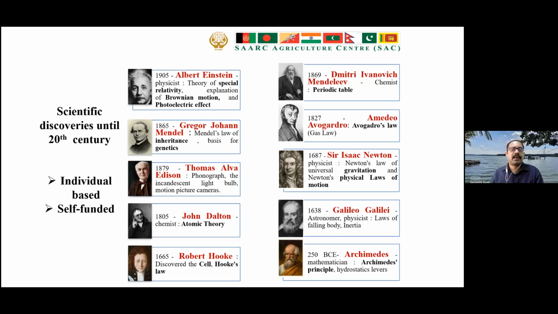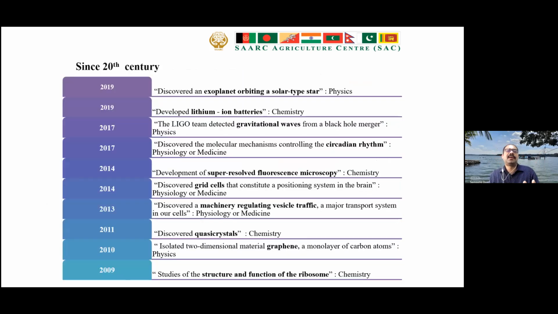Okay, so we know the people discovered something, and individually, because of their intelligence, they have discovered something, and most of these things were self-funded. But when we look at the discoveries in the recent past, since the 20th century, even in the Nobel Prizes, we know that a discovery happened and made a wonderful revolution in society, but we don't remember the people.